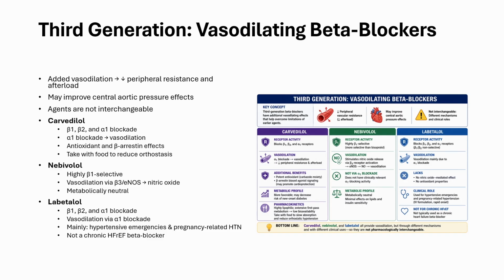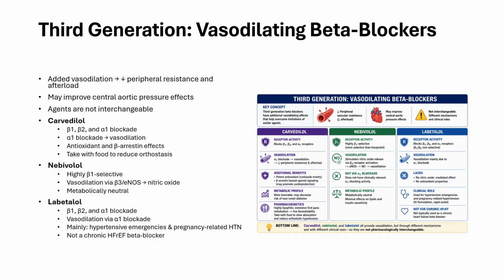Carvedilol and nebivolol are both vasodilating beta blockers, but they work through different mechanisms, so they should not be considered pharmacologically interchangeable. Carvedilol blocks beta-1, beta-2, and alpha-1 receptors. Its alpha-1 blocking effect causes arterial vasodilation, which lowers peripheral vascular resistance and afterload. Carvedilol also has additional properties that may contribute to its cardiovascular benefits, including antioxidant activity and beta-arrestin-mediated signaling. Its antioxidant activity is related to its carbazole structure, which is unique among beta blockers.